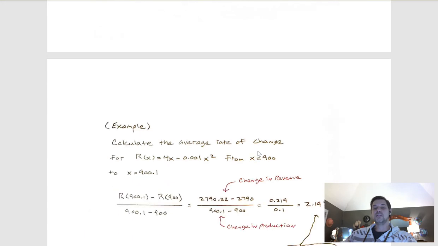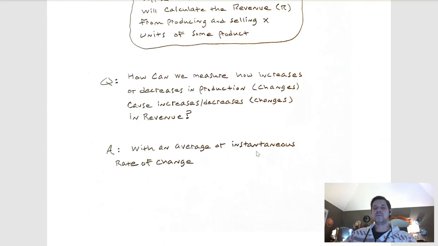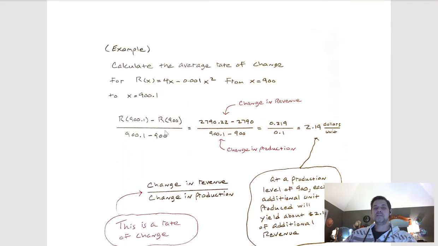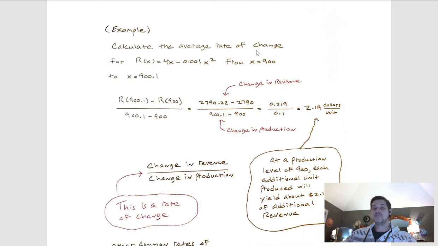Okay, so now let me take an example. I'll show you how the average rate of change answers this question directly of how changes in production influence changes in revenue. So let's do this example where we calculate the average rate of change for this revenue function, R of x is 4x minus 0.001x squared, from x is 900 units to x is 900.1 units. Now you might not like that I used, you might think, well, shouldn't that have to be a whole number?